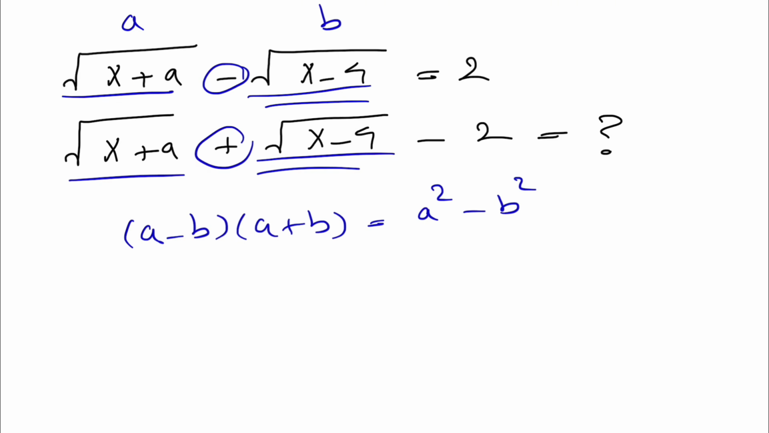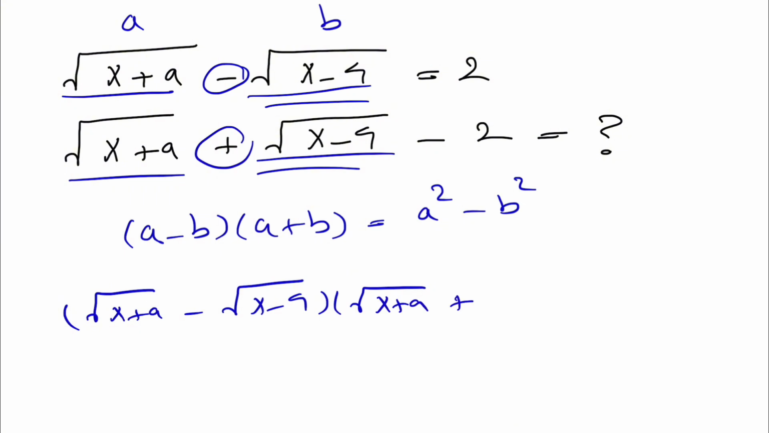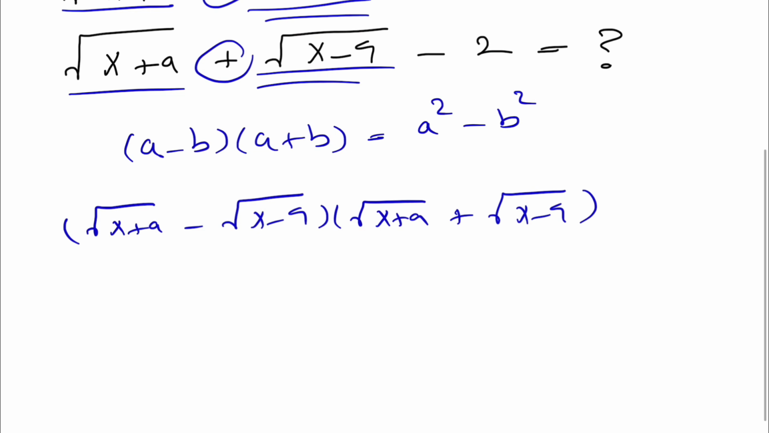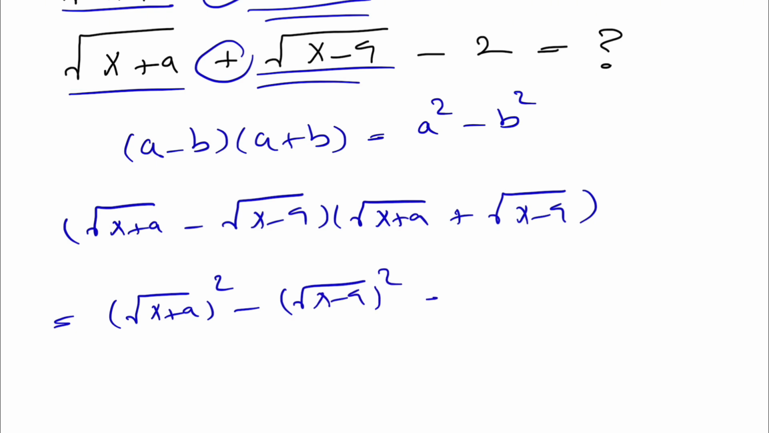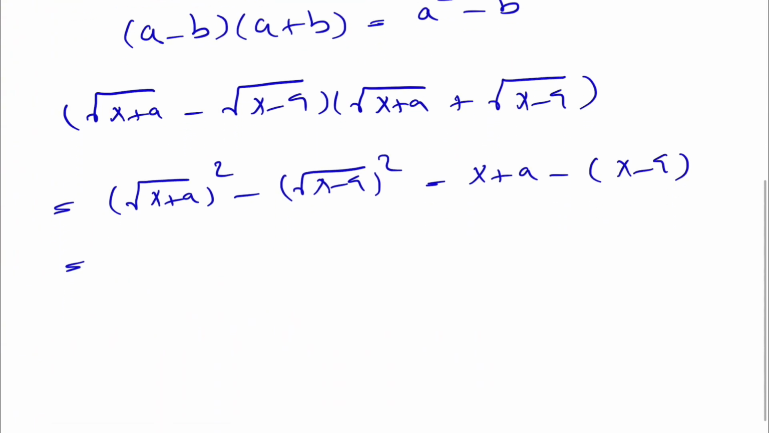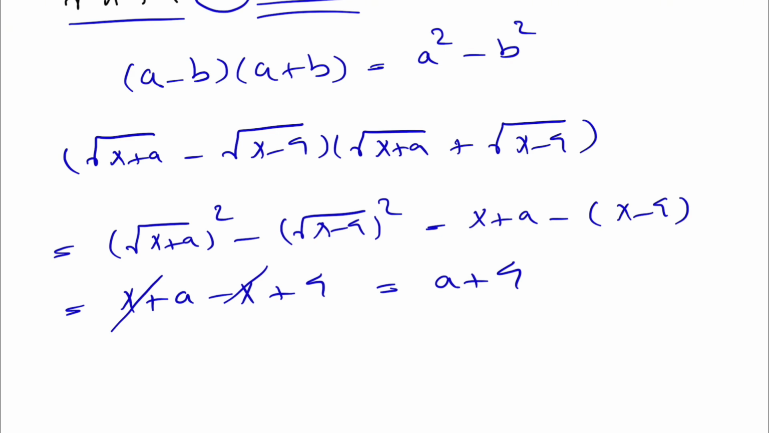We're going to multiply the square root of x plus a minus the square root of x minus 4 times the square root of x plus a plus the square root of x minus 4. And let's see what we get from this multiplication. So basically we have x plus a squared minus the square root of x minus 4 squared, which will be x plus a minus x minus 4, and this will be x plus a minus x plus 4, and from here the x will be cancelled out and we'll have a plus 4. This is what we got from the multiplication, a plus 4.